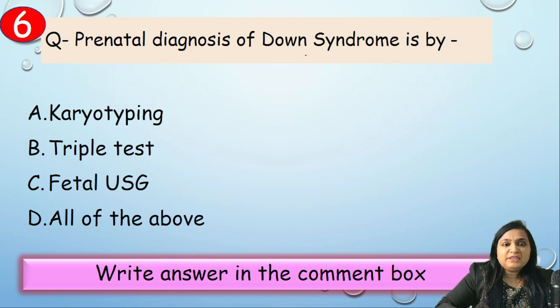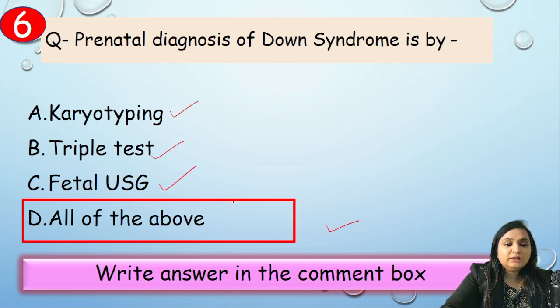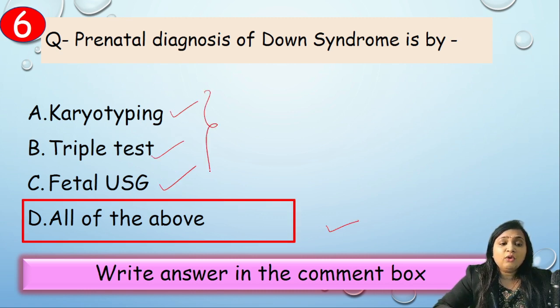Next question is, prenatal diagnosis of Down syndrome is by karyotyping, triple test, fetal USG, or all of the above? The correct answer is all of the above. The diagnosis could be done by all three of them. We are going to discuss in detail in the next slides.